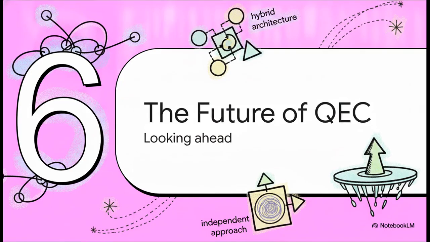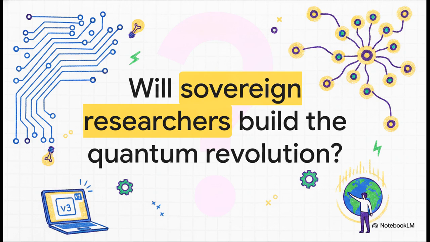And finally, Part 6, the future of QEC. So, what does this all mean? Will the quantum revolution be built exclusively by massive corporations, or will it be heavily driven by sovereign independent researchers? QVector Decoder v3 proves without a doubt that highly adaptable, incredibly performant tools can totally come from outside the traditional lab system, successfully bridging the quantum speed limit and pushing the entire field forward. It really leaves us to ponder what the future landscape of quantum tech is actually going to look like.